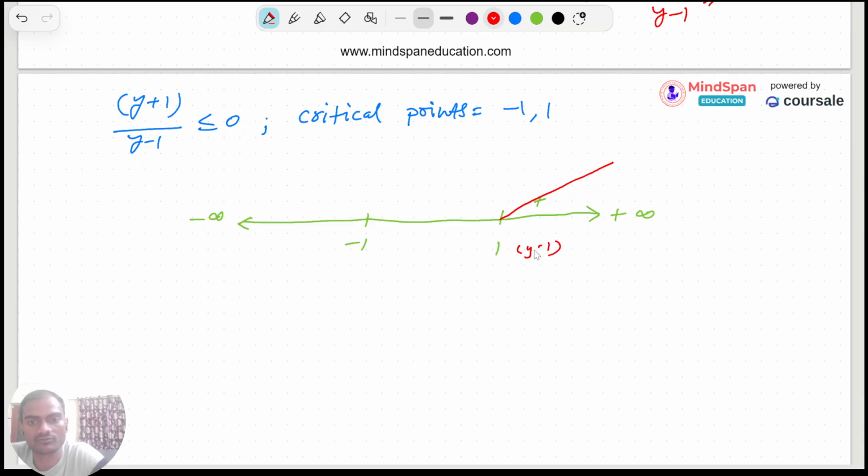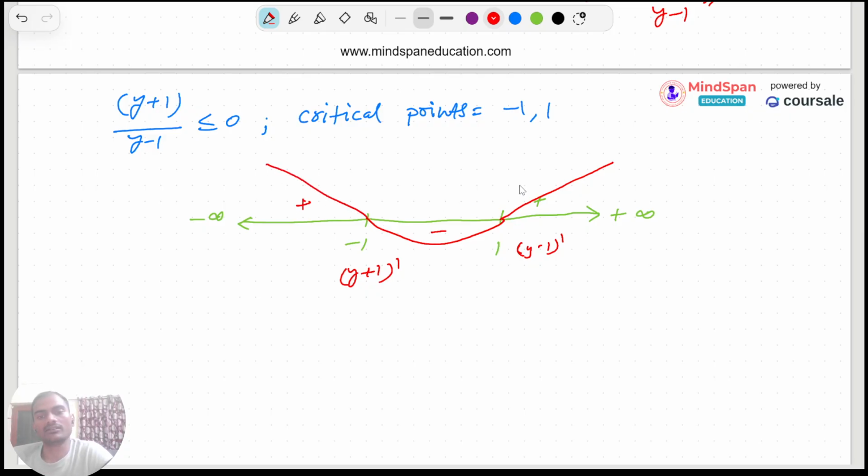At this particular 1, which comes because of the factor y minus 1, its power is odd, 1 power. So the direction of this curve will change. If it was above this number line, it will go below this number line, and this is the negative part. And this minus 1 is coming because of y plus 1, its power is also odd, 1. So again the direction will change. If it is on the negative side, it will go to the positive side.